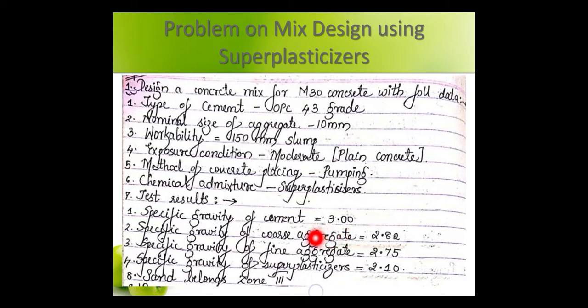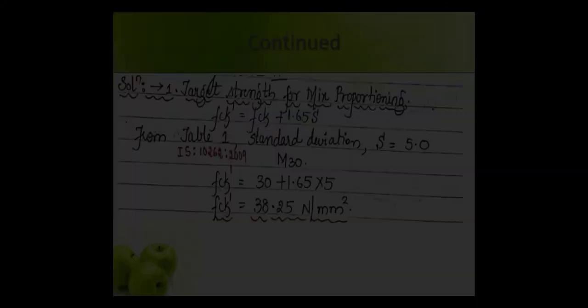Sand belongs to zone 3. So for sand, there are four types of zone: zone 1, zone 2, zone 3, zone 4. In this problem it belongs to the third zone. So we'll go to the solution.